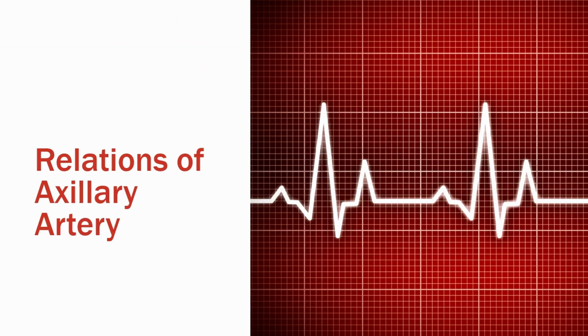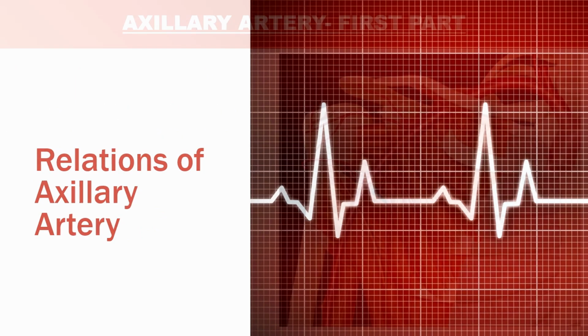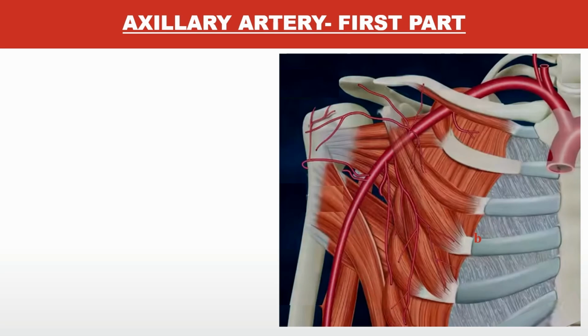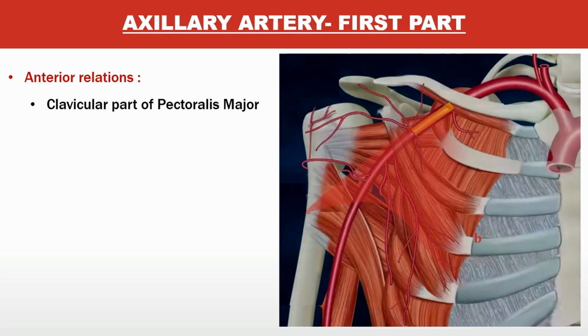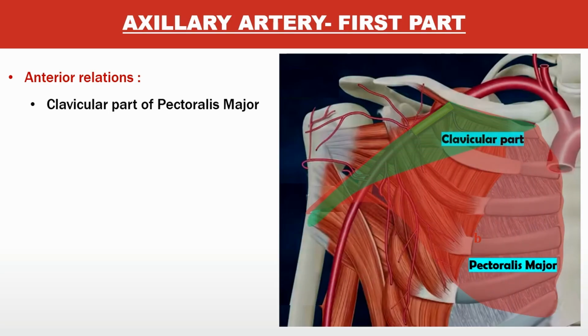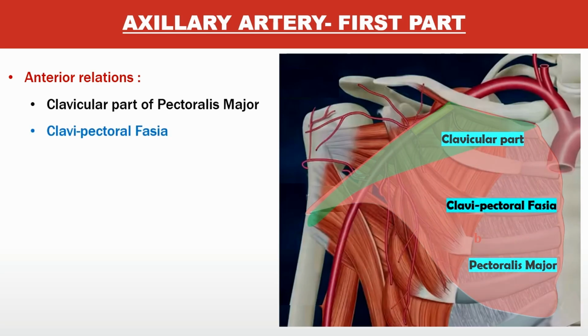Now relations. So coming to the first part of this artery, where it has started from here. This is the first part. The first part has anterior relation as pectoralis major. Which part of pectoralis major will come here? Clavicular part. Then you have a clavipectoral fascia which is actually covering this pectoralis minor. It is crossing it. It is going towards the subclavius.